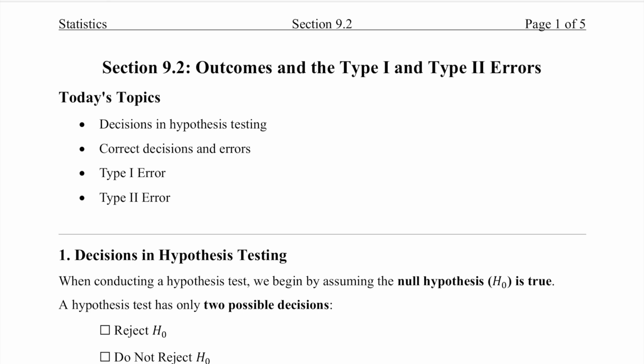Hi everyone! In this video, we'll learn about 4 possible outcomes of a hypothesis test and introduce 2 important concepts, type 1 error and type 2 error. Let's begin.